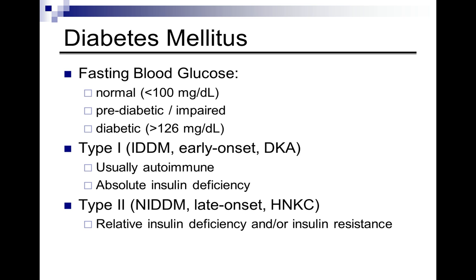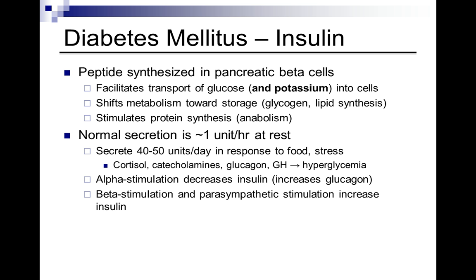Type 2 diabetes, often called non-insulin dependent diabetes or adult or late onset diabetes, although we will see that these are not always correct. And type 2 diabetes is more commonly associated with the hyperosmotic non-ketotic coma. This usually starts out as a relative insulin deficiency or insulin resistance.